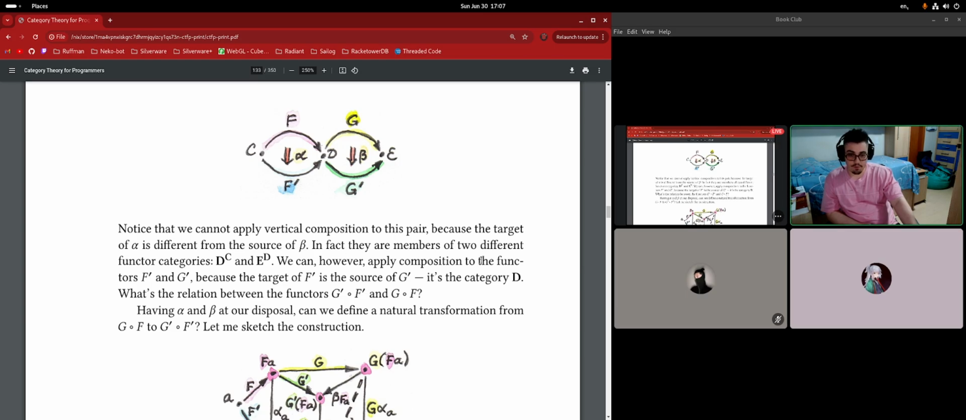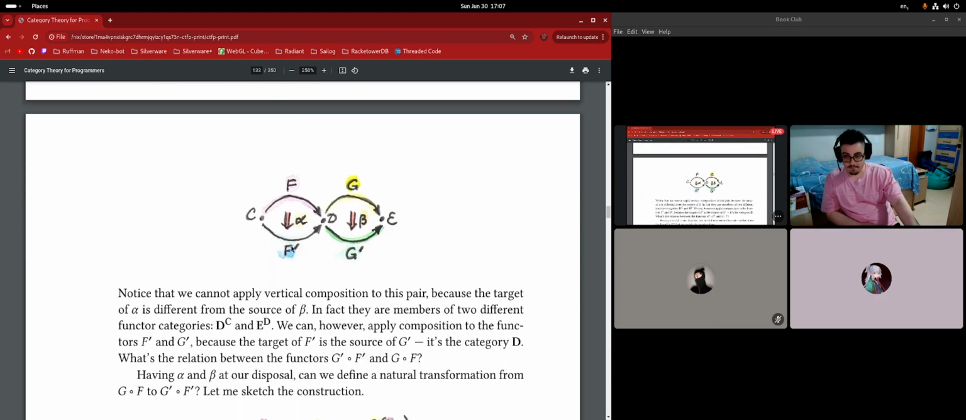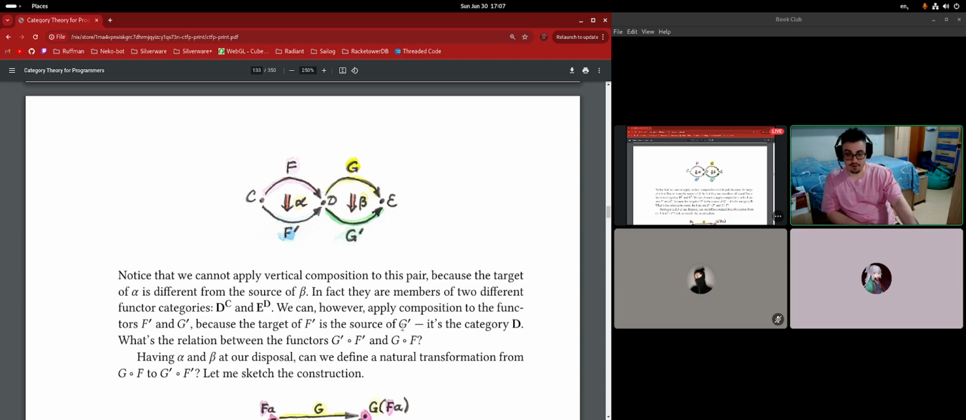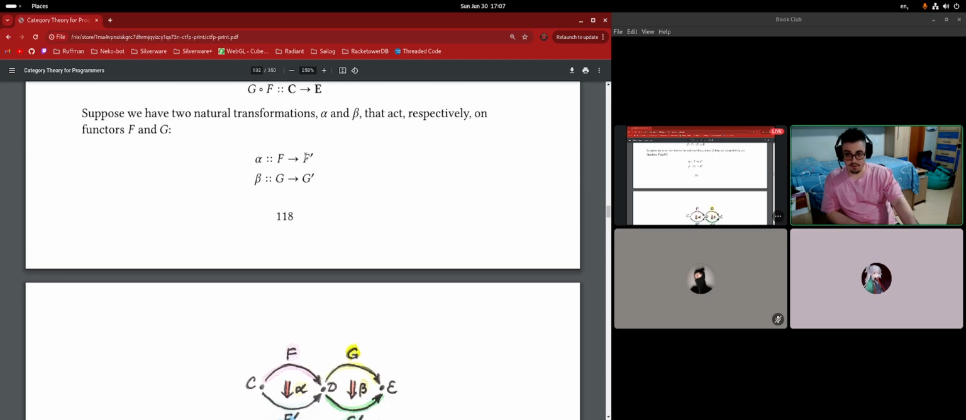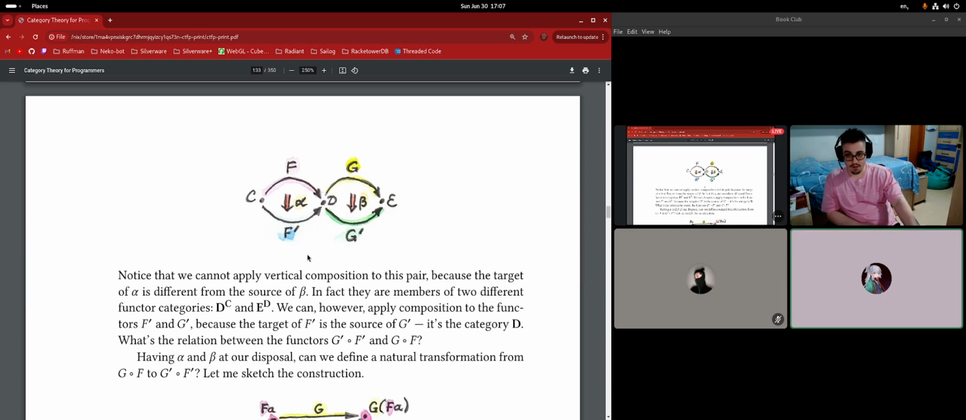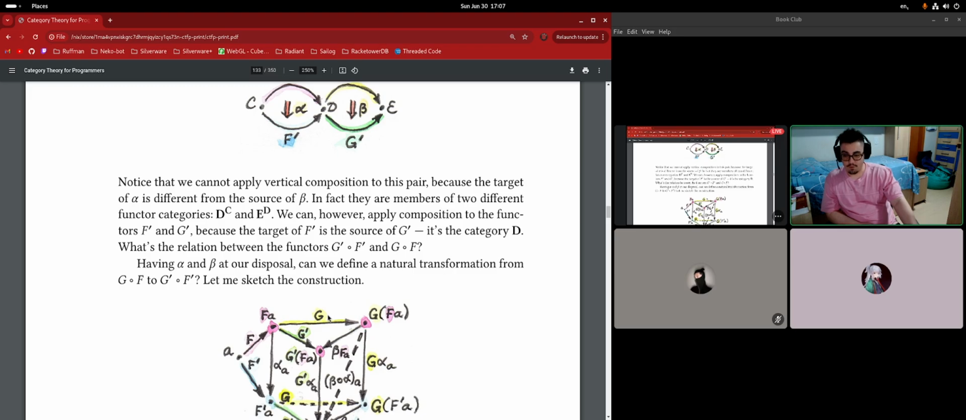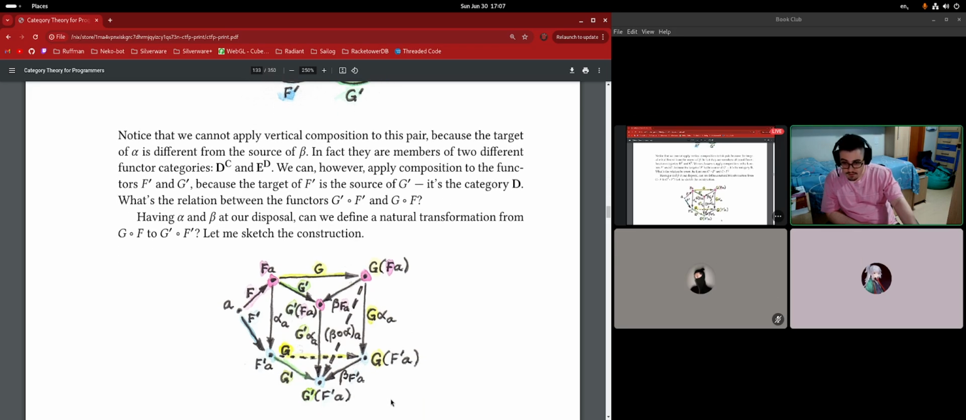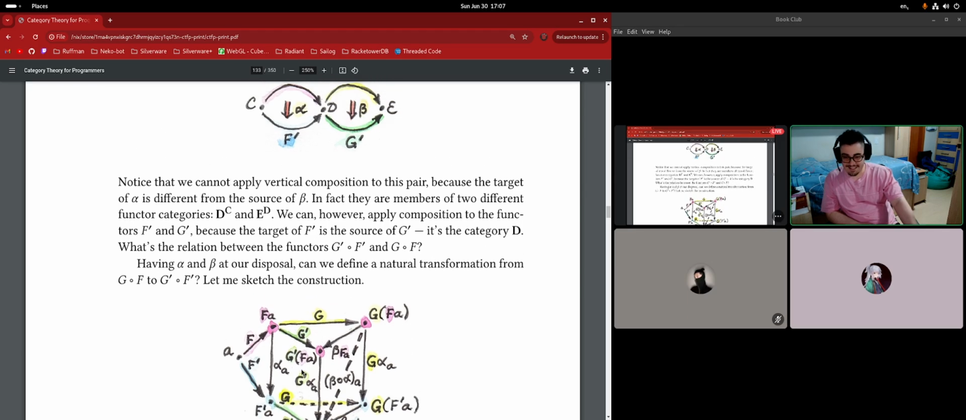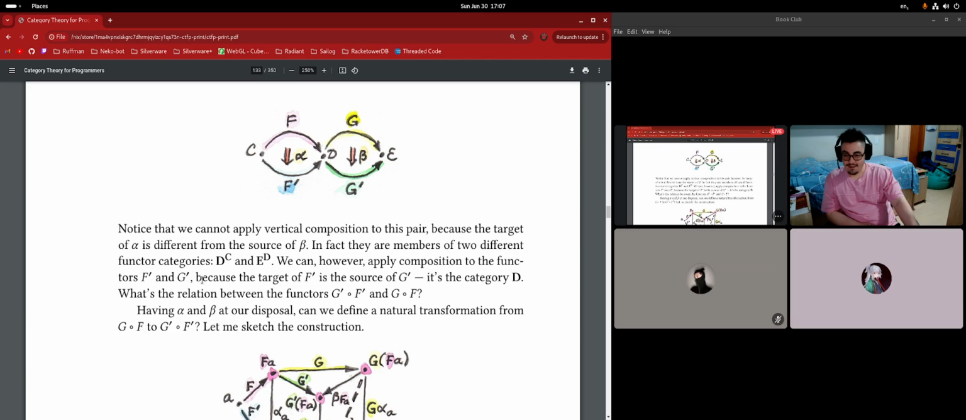We can, however, apply composition to the functors F prime and G prime because the target of F prime is the source of G prime. It's the category D. So what you're saying is you can compose things going from F prime to G prime. So what's the relationship between the functors G prime after F prime and G after F?